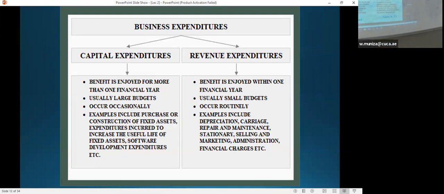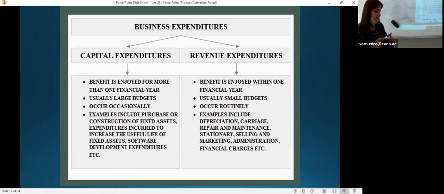Why is it necessary to make a distinction? Because capital expenditures will be going to the statement of financial position. Revenue expenditures will be going to the statement of profit or loss. That is why it is necessary to differentiate among them.